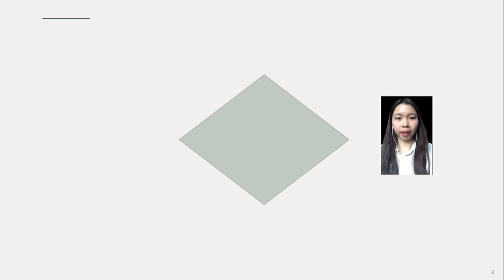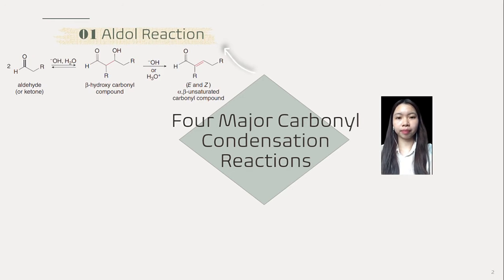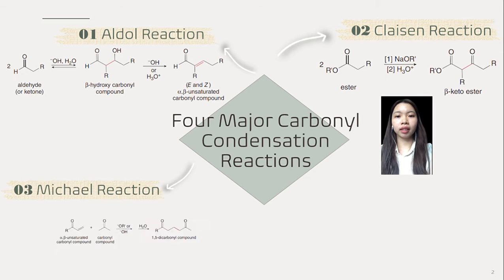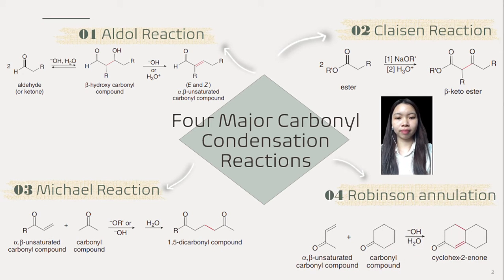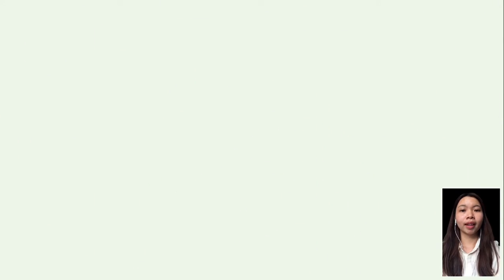Here in this topic, we learn about four major carbonyl condensation reactions, which include aldol reaction, Claisen reaction, Michael reaction, and Robinson annulation reaction. Here in this chapter, there are also additional reactions or some variation of carbonyl reaction.